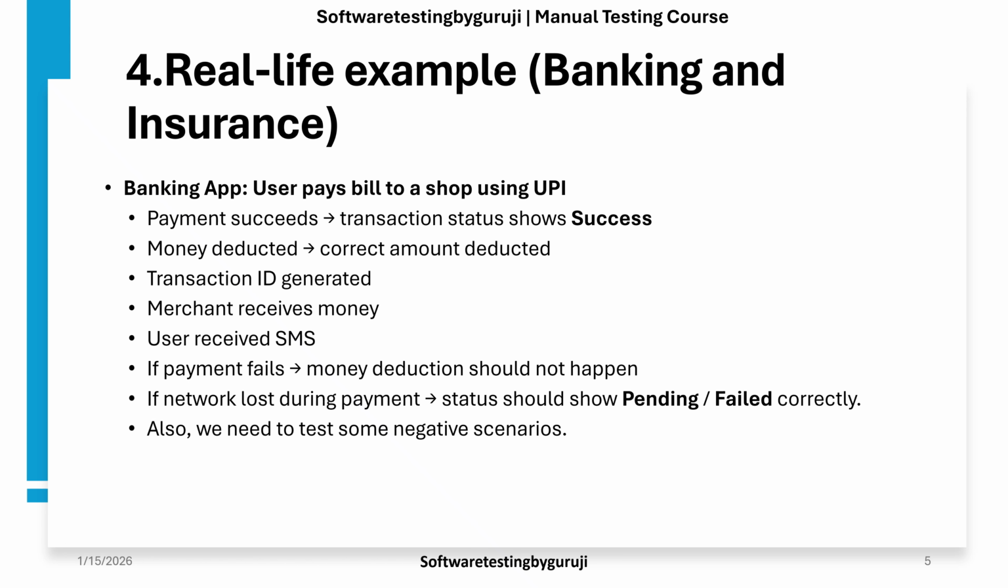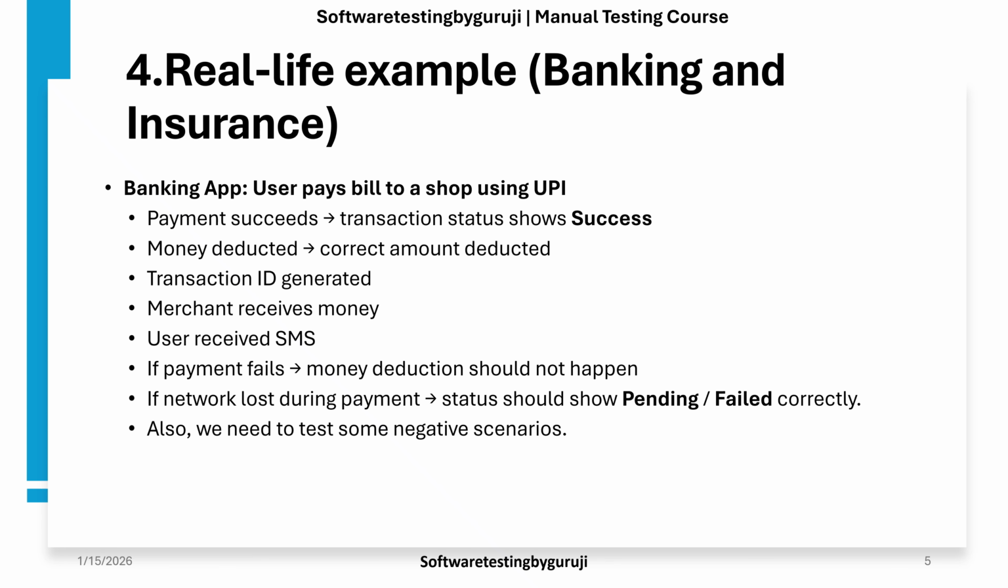So transaction status we can check by using manual, API, database and automation. Then second, money deducted: whether the correct amount is deducted or not, that we are checking. Then next, transaction ID generated: whether a proper transaction ID is generated or not, we are checking.